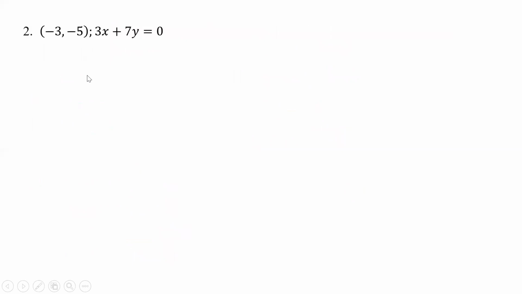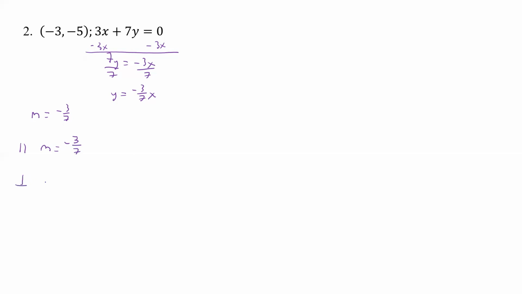All right, what about this one? Well, this one we first have to find what our slope is, so we have to subtract 3x from both sides. So we get 7y equals -3x, divide by 7, and y equals -3/7x. So our slope is equal to -3/7. Now for a parallel line, m is going to be equal to that -3/7. For a perpendicular line, our slope is going to be equal to what? Oh, it's going to be the opposite of this, so it's going to be positive, and it's going to be 7/3. Okay.